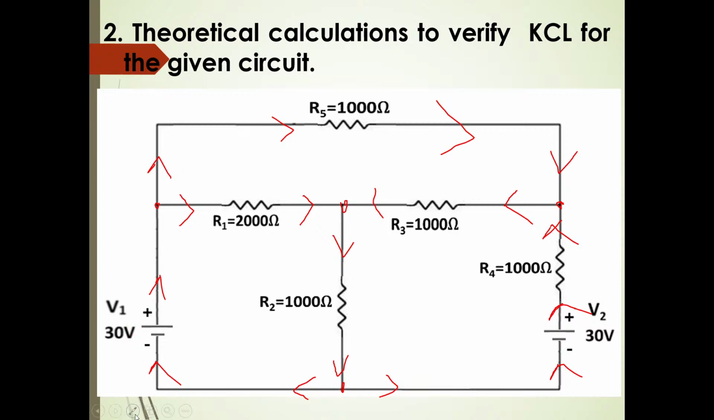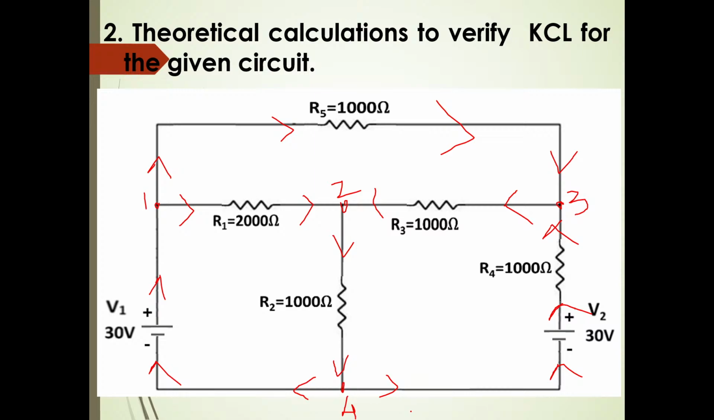Now how many nodes are there in total? I will take a pen. This is one node, this is another node, this is another node, and this is another node. Total 4 nodes are there.